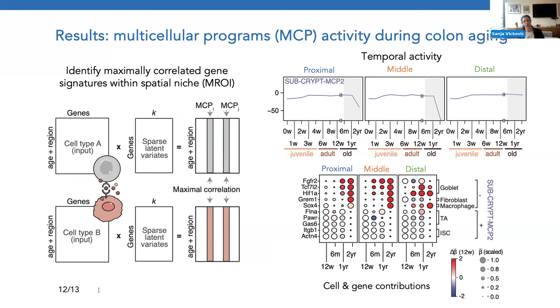I'll just say that as the colon ages, the subcrypt is very much defined by a signature of goblet cells that actually predetermine a malignant state at 2 years of age.